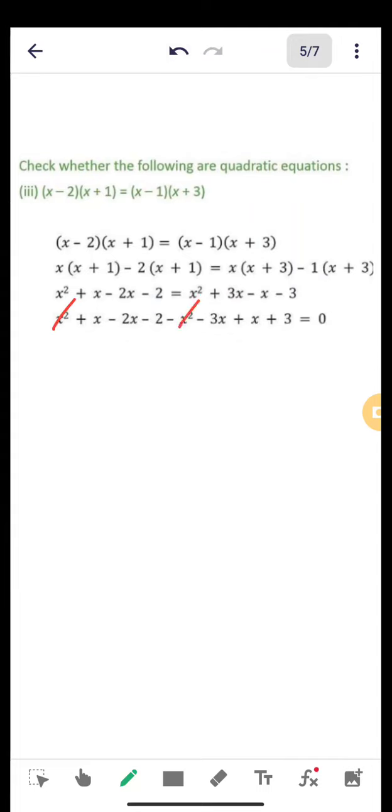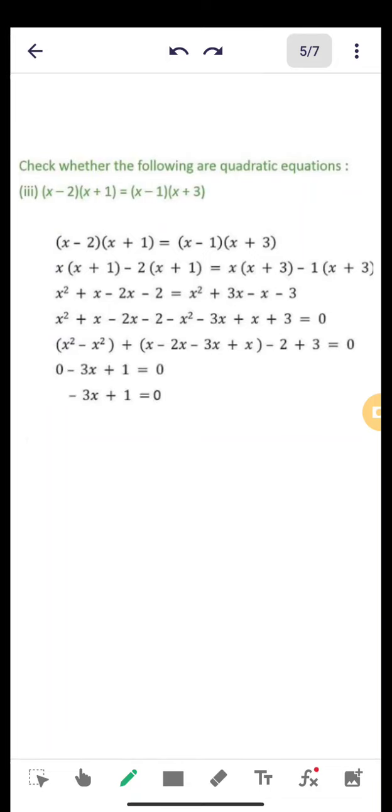After transposing, what is getting cancelled here, we'll cancel it. X square minus x square gets cancelled. X, minus 2x, minus 3x, these all are like terms, so we can add them. Okay, x plus x become 2x, minus 2 minus 3 become minus 5. So 2x minus 5 is minus 3x, and 3 minus 2 will give you 1.